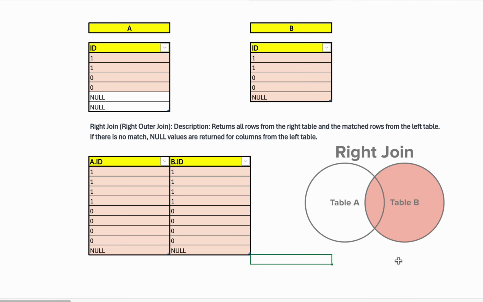So let's count the total number of rows now. 1, 2, 3, 4, 5, 6, 7, 8, 9. So we will get a total of 9 rows when we apply the right join operation between table A and table B. So now let's understand the full outer join.